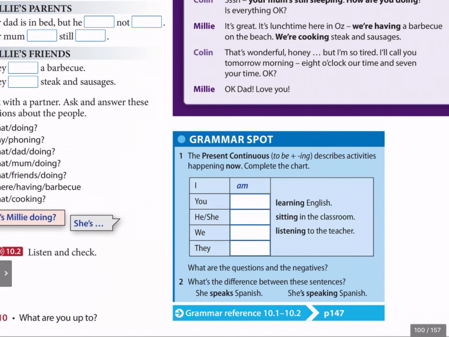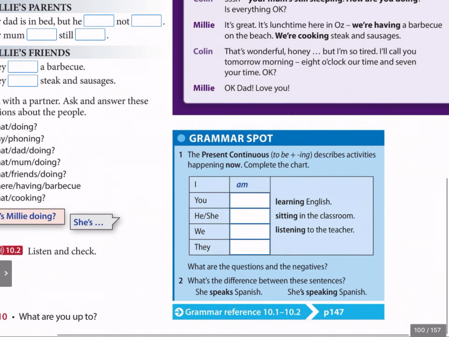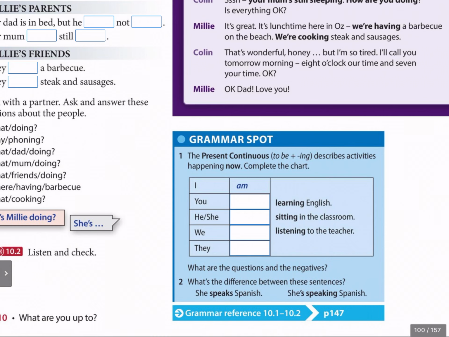So I am sitting in a classroom. You are learning English. He, she is listening to the teacher. We are sitting in the classroom. They are learning English. Now let's just focus on these three verbs. Learn is quite easy. We just add ing. But let's say something about sit.